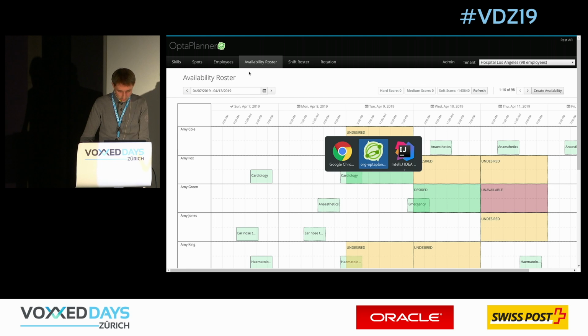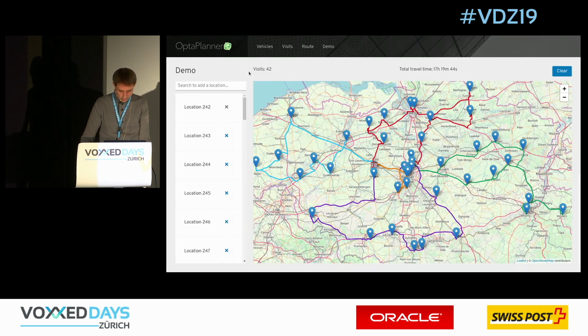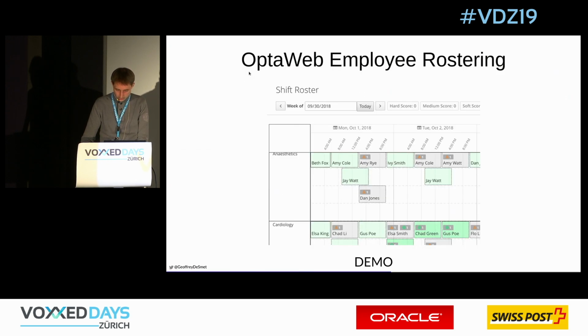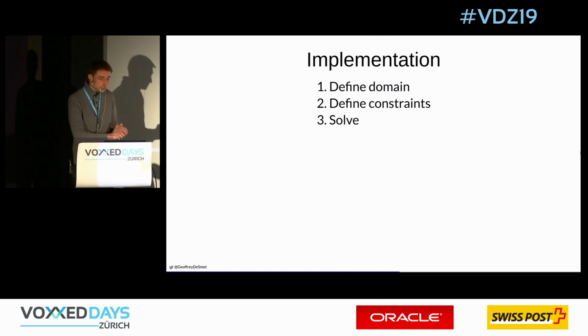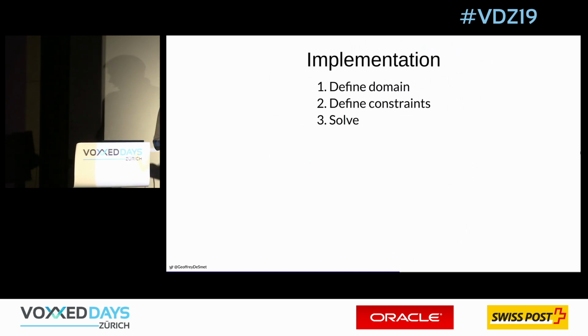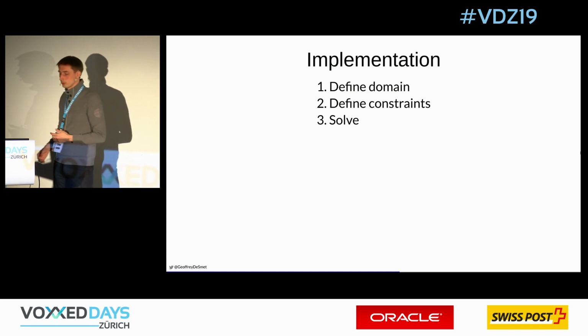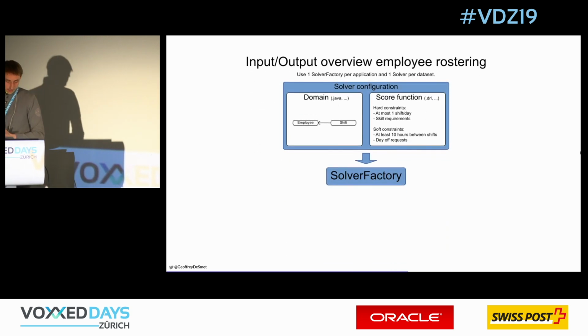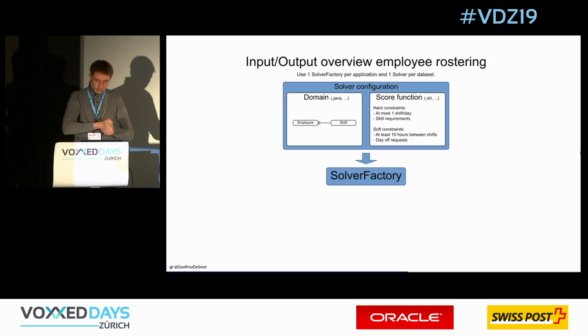So how do we code this? If you want to code this in OptaPlanner, how do we do it? Here we go. The first thing we do is define a domain, then we define the constraints, and then we solve it, right? So here's a quick overview of what we're going to do. We're going to create a domain, so plain old Java objects, an employee and a shift. We're going to create a score function. You can do that in Java, but you can also do that in the Drools language. I'll show both in this presentation.